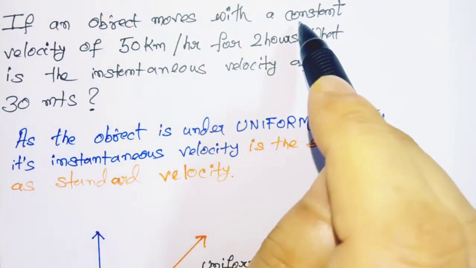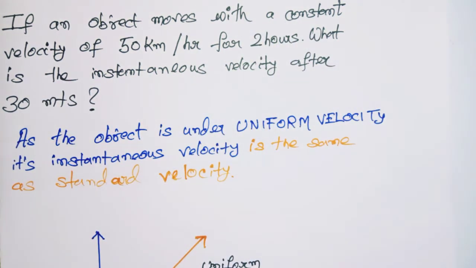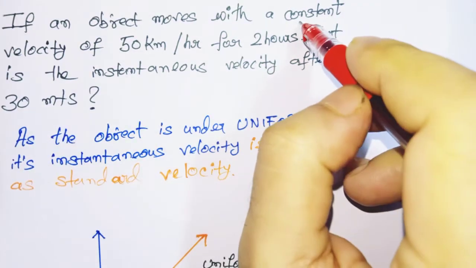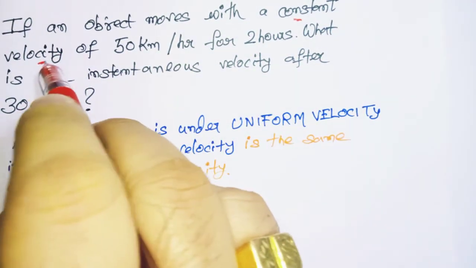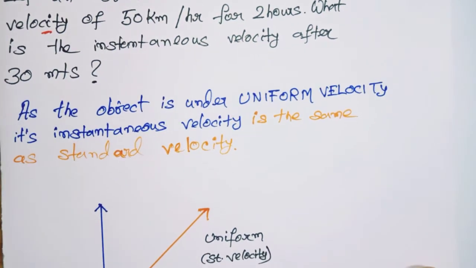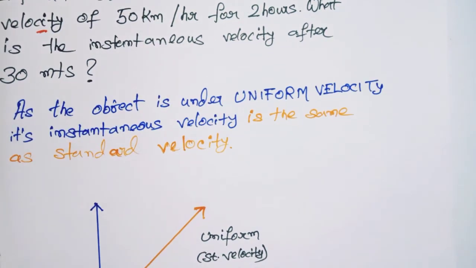Constant velocity. This is moving, let me use a red pen. This is moving at a constant velocity. So as we have noted, when it is a constant velocity, the answer is that as the object is under uniform velocity, its instantaneous velocity is the same as the standard velocity. That means instantaneous velocity is only going to come into play when there is a non-uniform motion.